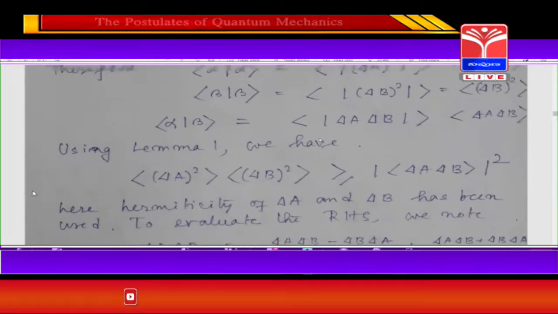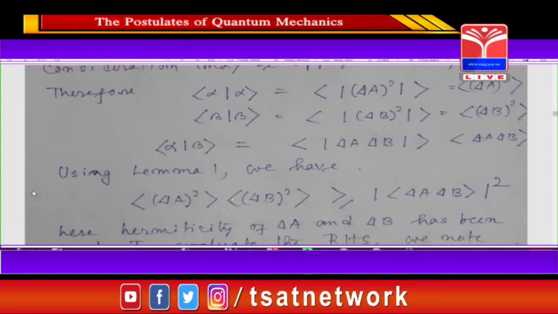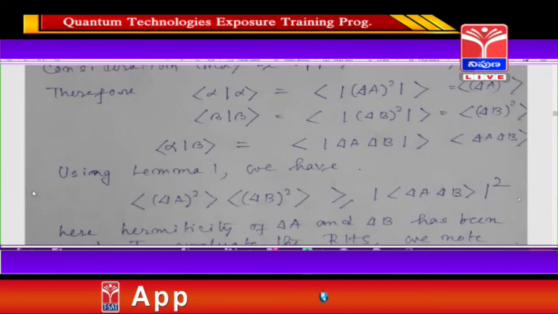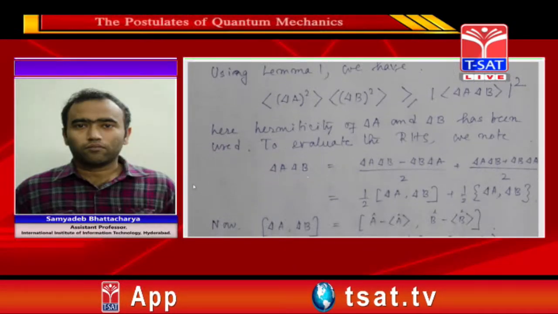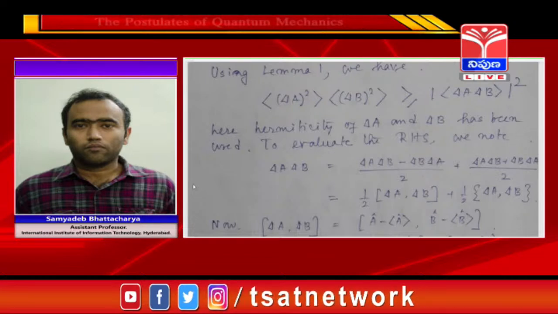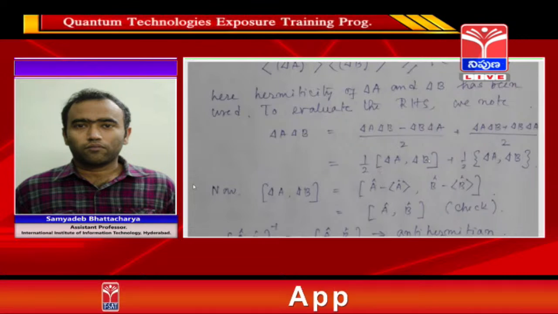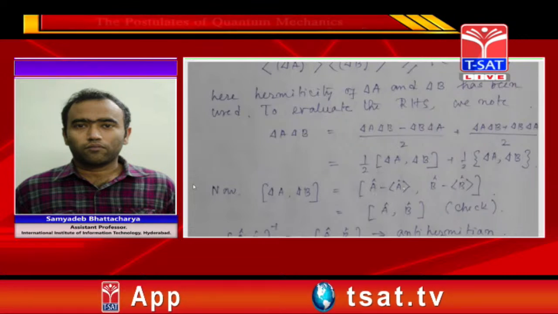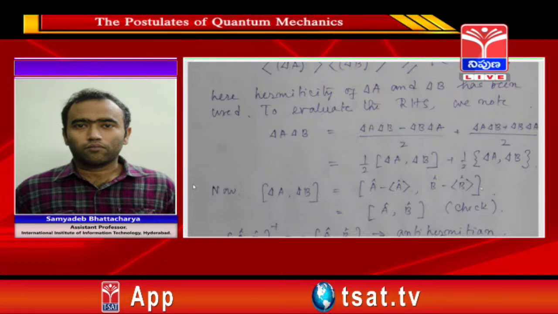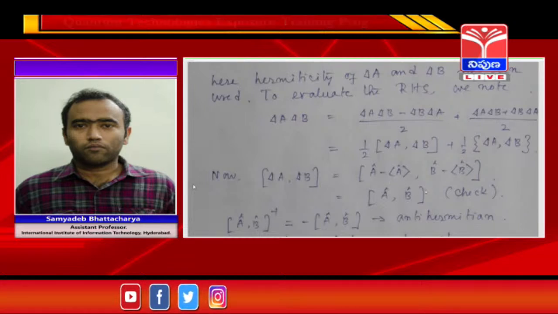Therefore, using this, we have the left hand side, ⟨ΔA²⟩ times ⟨ΔB²⟩, is greater than or equal to the mod square of the average of ΔA ΔB. Now ΔA ΔB can be written as (ΔA ΔB minus ΔB ΔA) by 2 plus (ΔA ΔB plus ΔB ΔA) by 2. The first is half of the commutator of ΔA and ΔB, which is A minus average A, and which basically reduces down to the commutator of A and B itself.